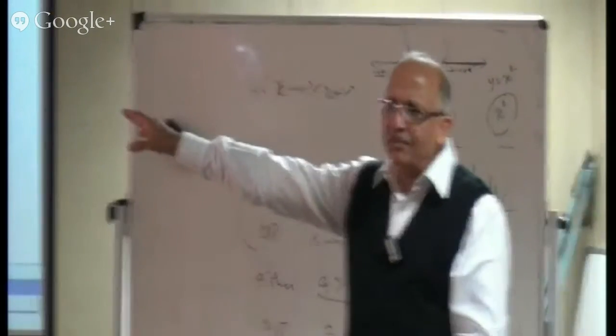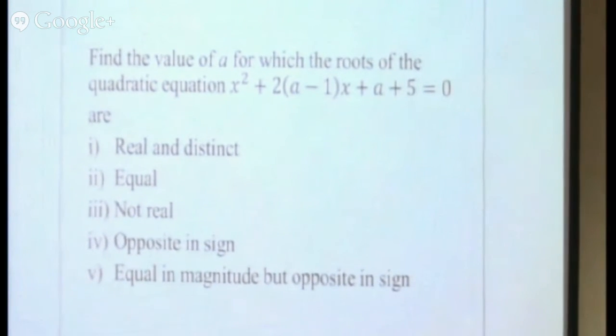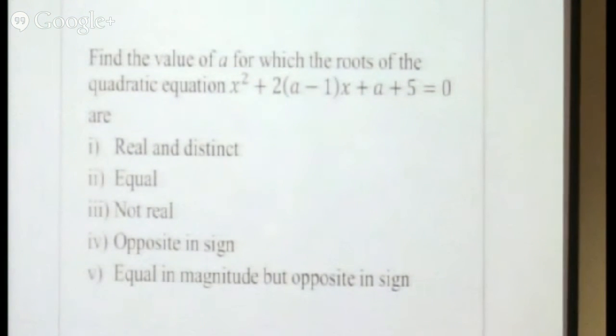Equal will be very simple, because you have to put d is equal to 0. So you will get a is equal to 1 and a is equal to minus 4. Actually, a will have two values here.